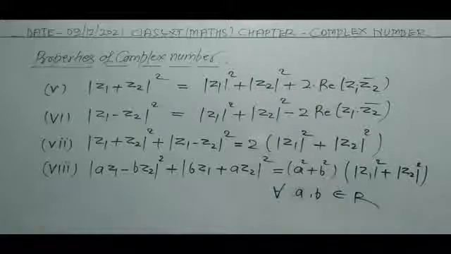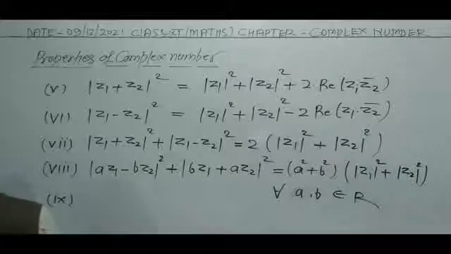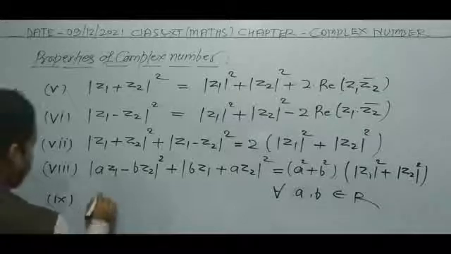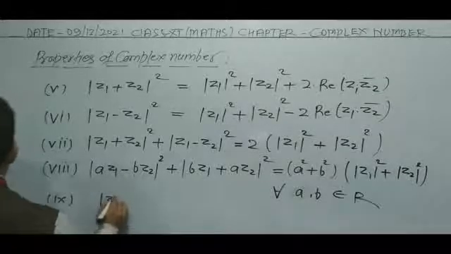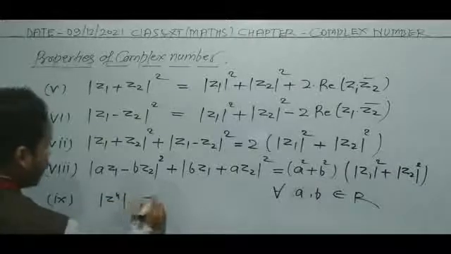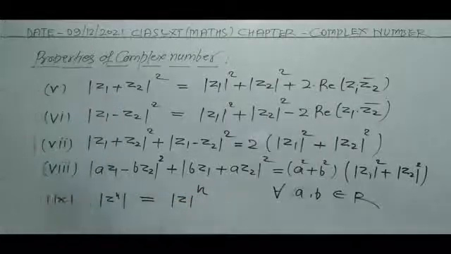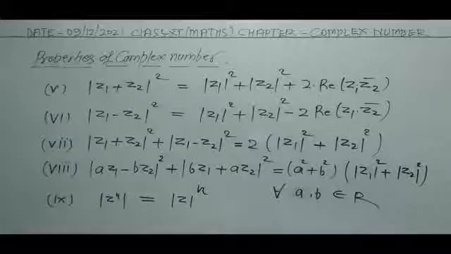Now the ninth is: mod of z to the power n is equal to mod of z to the power n. This is also one of the properties.